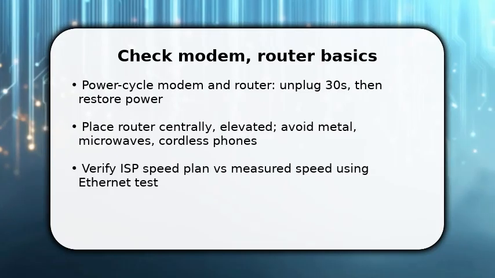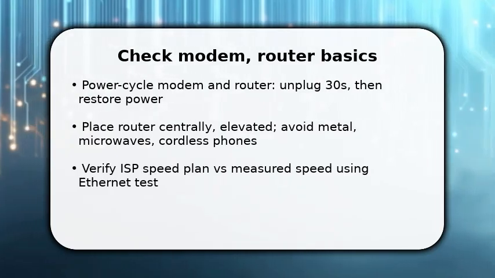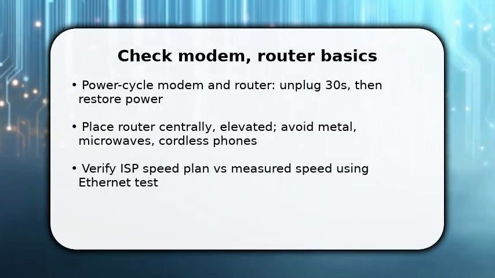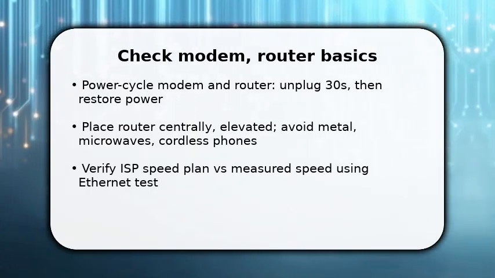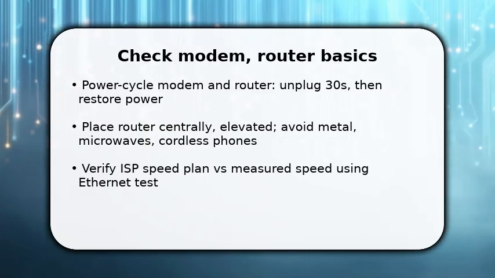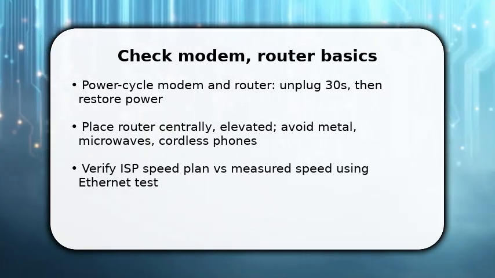You start by confirming the essentials. Power cycle both modem and router to clear memory and transient errors, then connect one device via Ethernet to measure baseline speed. This tells you if the ISP or Wi-Fi is the issue.